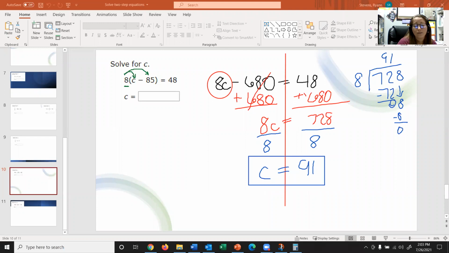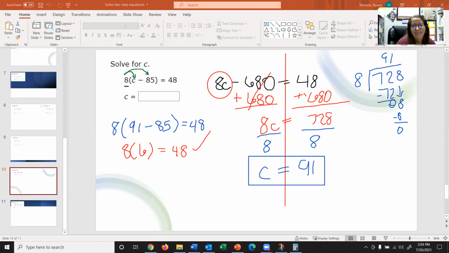Now you can go back through and check this. We could say 8 times 91 minus 85 is equal to 48. We want to do what's in the parentheses first. So 91 minus 85 gives us 6, so we have 8 times 6, and 8 times 6 is 48. So this checks and gives us a correct answer of C equal to 91.